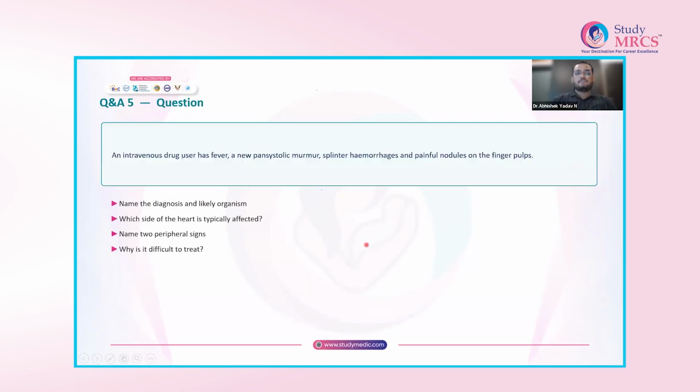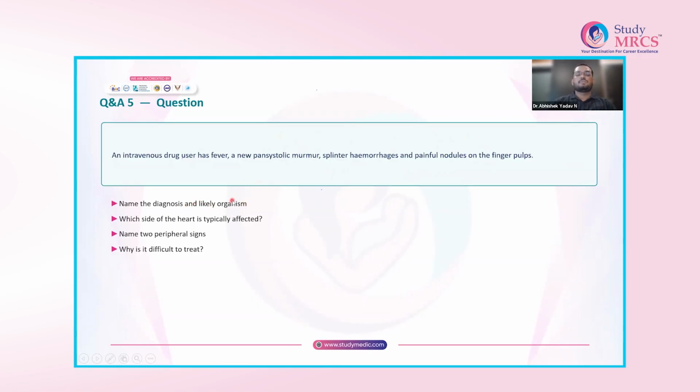An intravenous drug abuser has a fever, a new pansystolic murmur, splinter hemorrhages, and painful nodules on the finger pulps. So it's a pansystolic murmur. The risk factor is IV drug abuse, with a pansystolic murmur, splinter hemorrhages, and painful nodules in the finger pulps. Osler's nodes and Janeway lesions are what they're talking about. So the diagnosis will be infective endocarditis.